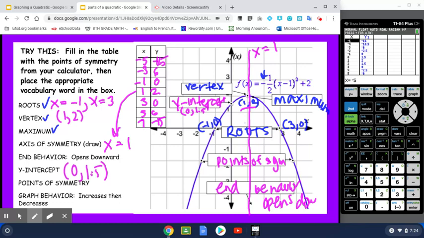So now you're going to go to the Delta Math assignment and try that to the best of your ability, okay? Because these are really important vocabulary components that you need to know for your future in geometry and Algebra 2. Okay, message me if you have any questions.